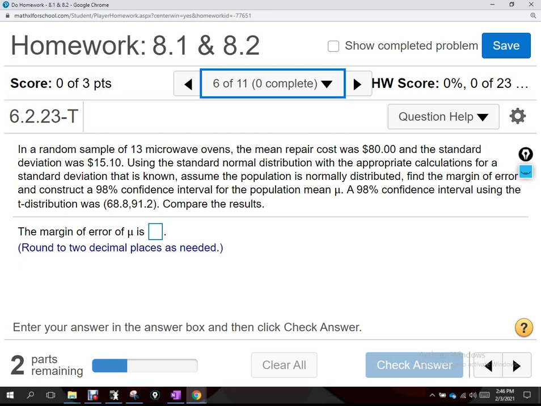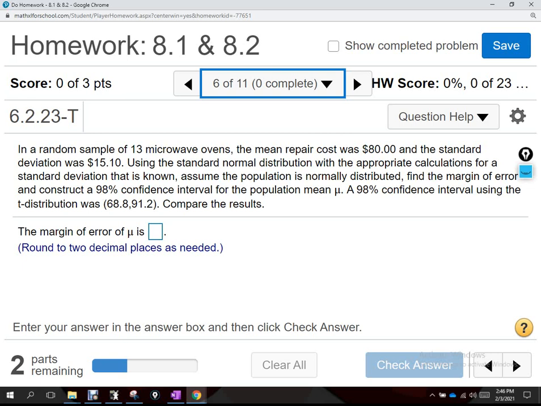The way I read this first sentence, when they say the standard deviation was $15.10, and this is all English and comprehension, the way I interpret that, I attach that 15.10, that standard deviation, back to the sample.